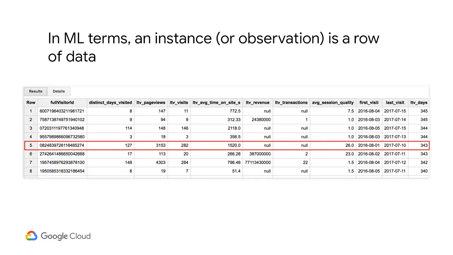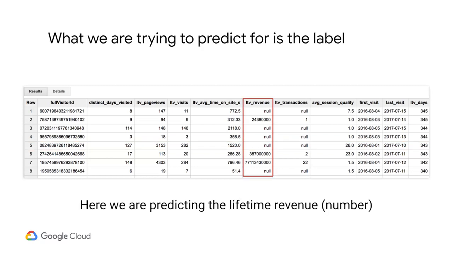Taking the e-commerce example we had in the previous lesson, a record or a row is called an instance or an observation. In the screenshot you see here, we have 8 instances. A label is the correct answer and will be what you are looking to train the model on with your existing data and predicting with your model on future data. Here the label is lifetime revenue, which is a number we will be trying to predict.